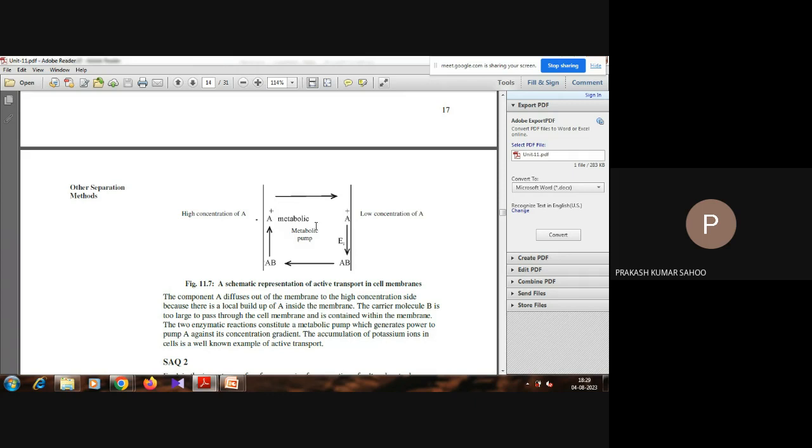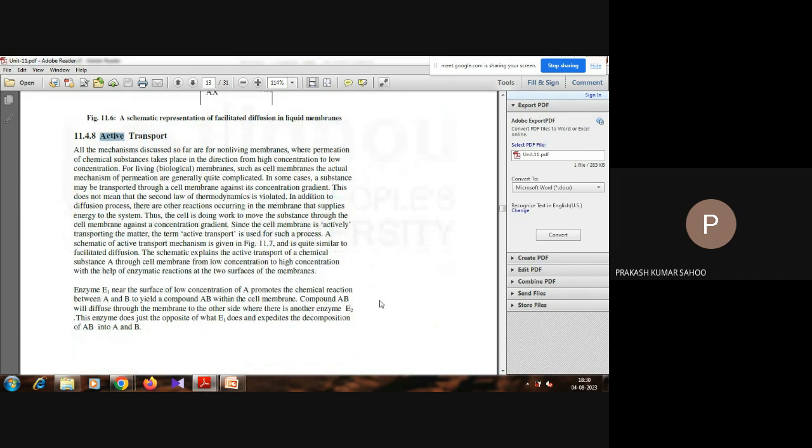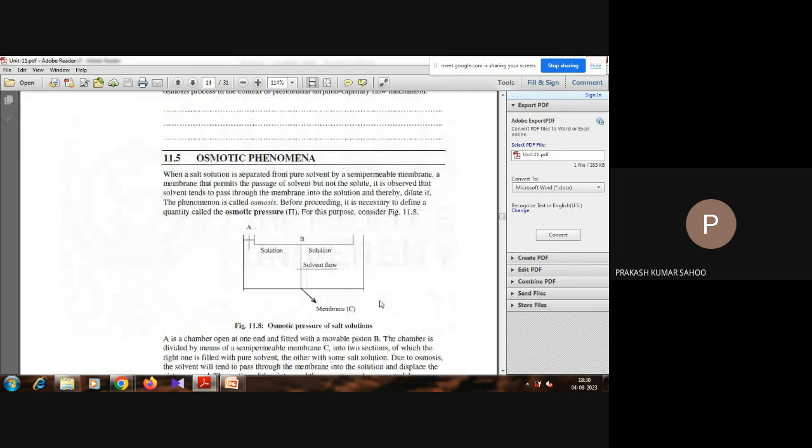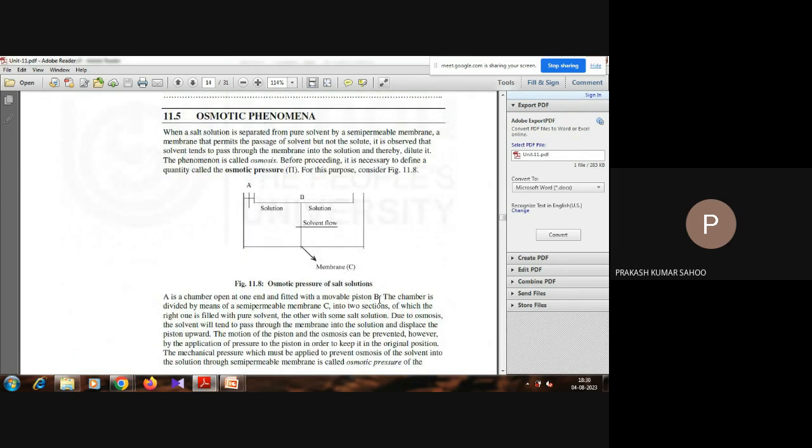Then at the other end, AB gets converted to A plus, and the separation occurs. So this active transport, active means it is active enzyme, and this is very much applicable to biological processes. Then osmotic phenomena or osmosis, this is already discussed.